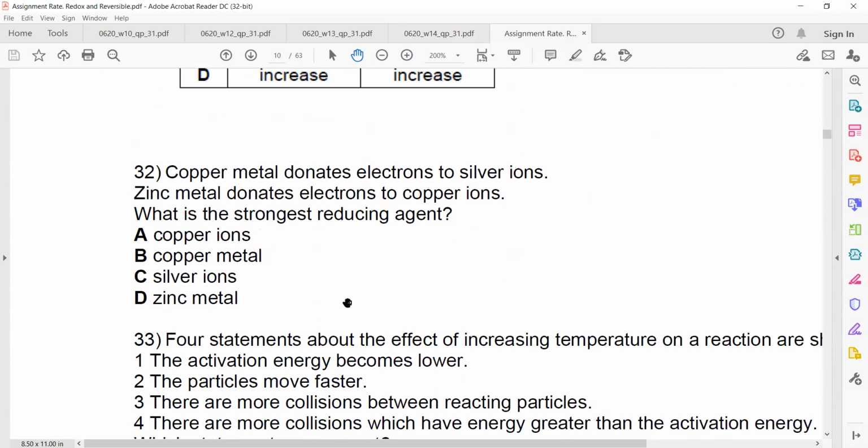Question 32. Copper metal donates electrons to silver ions. Zinc metal donates electrons to copper ions. What is the strongest reducing agent? Reducing agent means the one which oxidation happens for. Oxidation means loss of electrons. Which one can lose electrons easily? Copper is donating electrons to silver and zinc is donating electrons to copper.